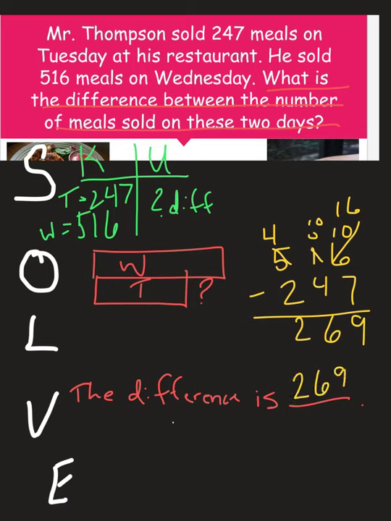Just to make sure, I can take 247 and add 269, and if I get 516, then I'll know I'm correct by using the inverse operation. 9 plus 7 is 16, 6 plus 4 is 10, and 1 more is 11, 2 plus 2 is 4, and 1 more is 5, and we've got it, 516.